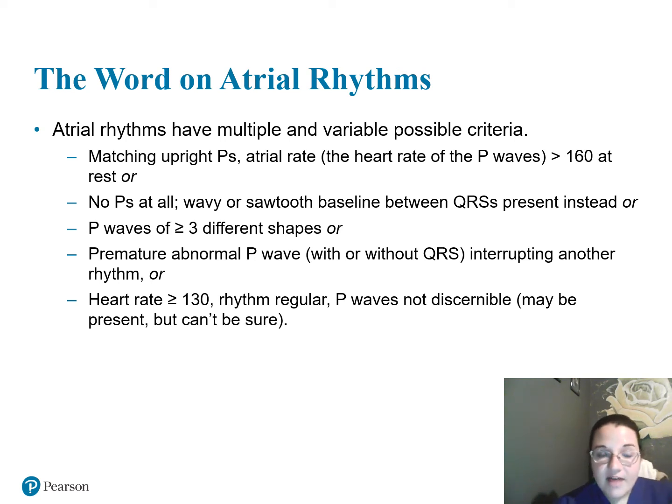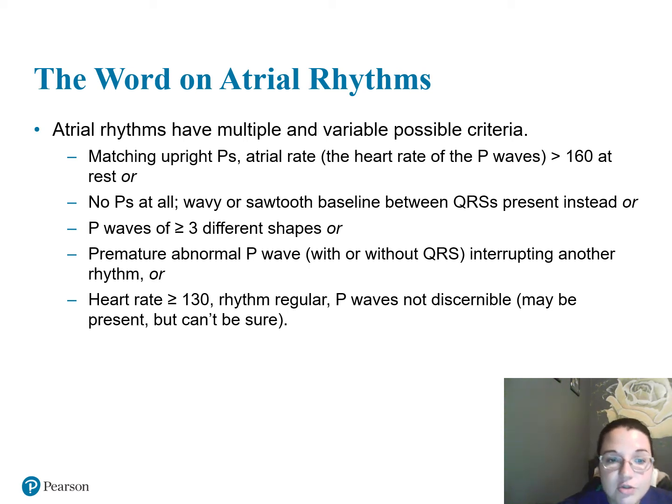And here we find that our atrial rhythms are going to have variable criteria. So for example, your P waves can be upright and your atrial rate, the heart rate of the P waves, can be greater than 160 at rest. Or there could be no P waves at all. Wavy or sawtooth baselines between your QRSs may be present instead. Or your P waves can have less or greater than 3 different shapes.